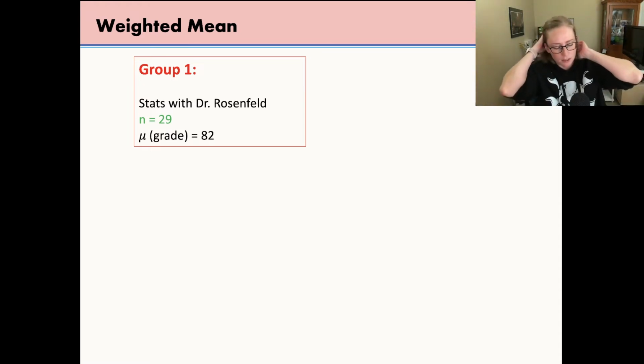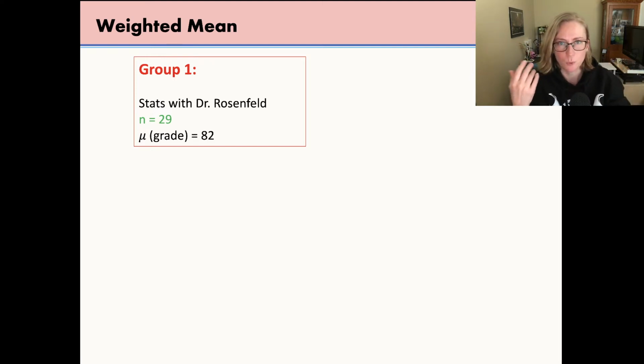Okay, another thing to take into account is the weighted mean. This is especially important when we're looking at the means of multiple groups, but the size of the groups differ. So for example, group 1 is going to be, if you take stats with me, Dr. Rosenfeld, let's say we had 29 people in this class. Our n would be 29. And our mu, the average grade, this is just, of course, hypothetical, is 82. Good grade.